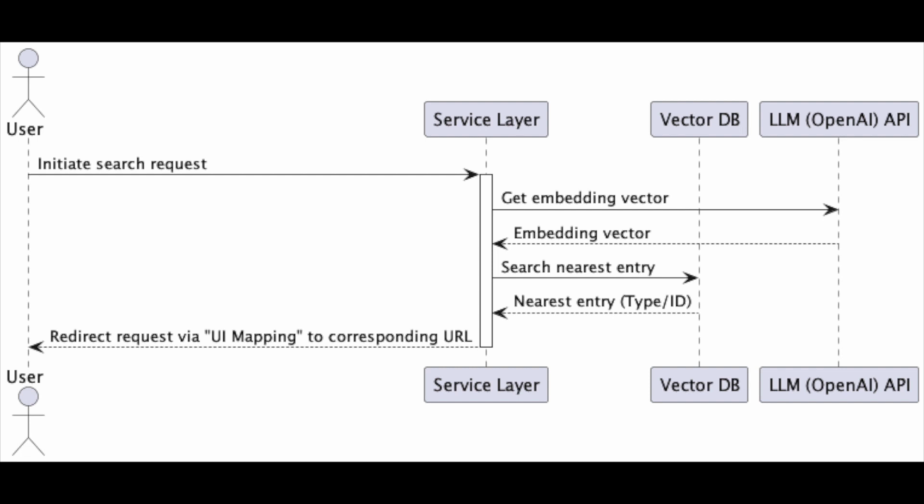Once the nearest entry is determined, the service layer processes the response and redirects the request to the corresponding URL using a component referred to as UI mapping. Finally, the user receives a response from the application that corresponds to the search query.